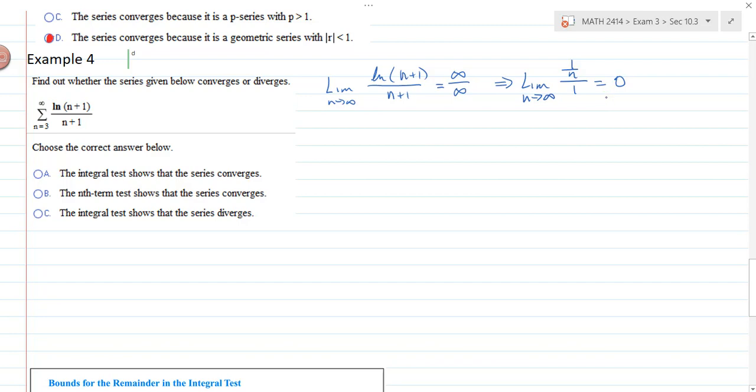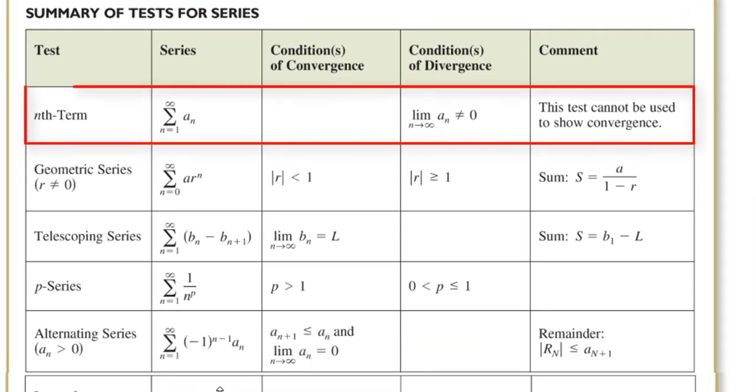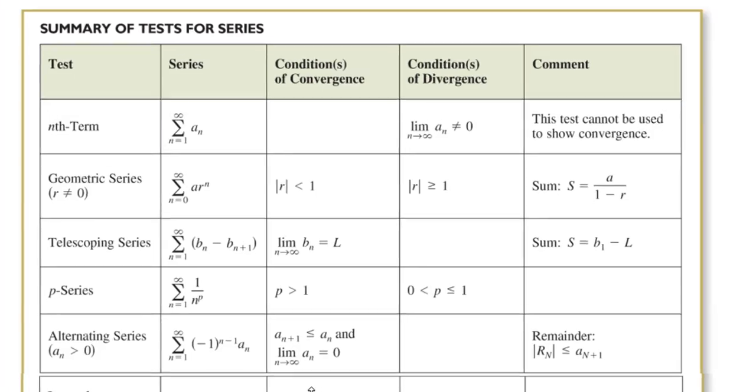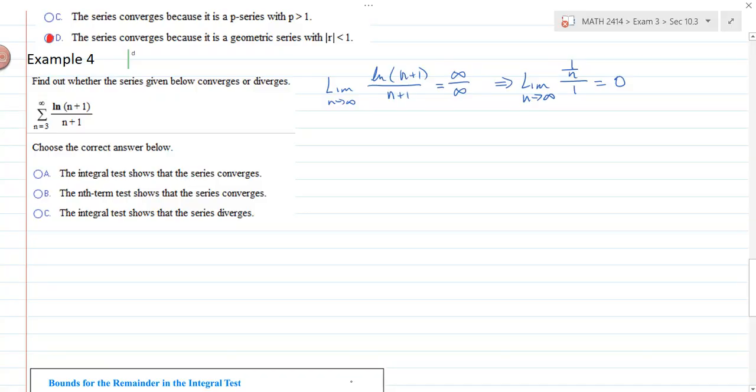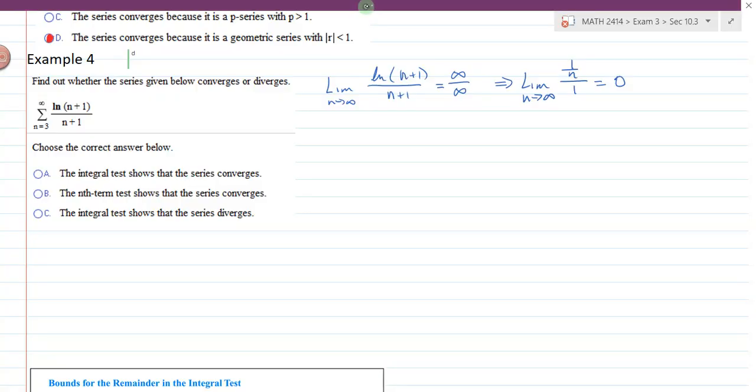Does that tell us anything? The limit of the nth term is equal to 0. When we look at our nth term test, if the limit is not equal to 0, we know the series diverges. What happens when the limit is equal to 0? It's inconclusive. That means we've got to try something else. The something else that we're going to try is the integral test.